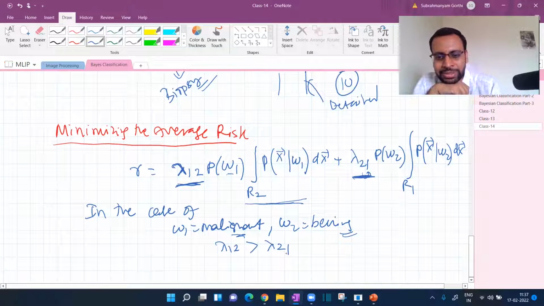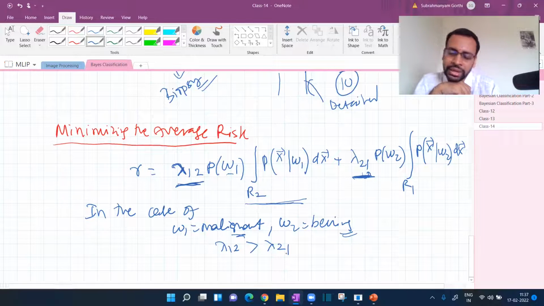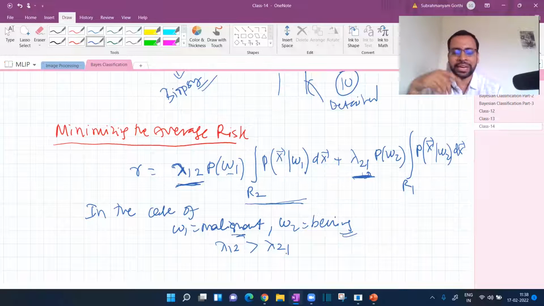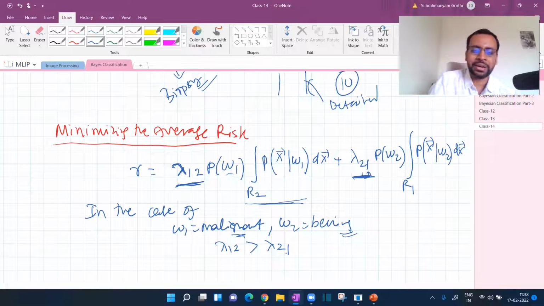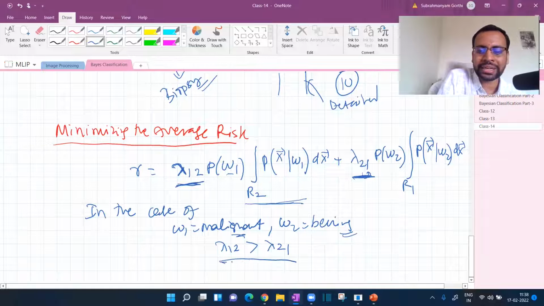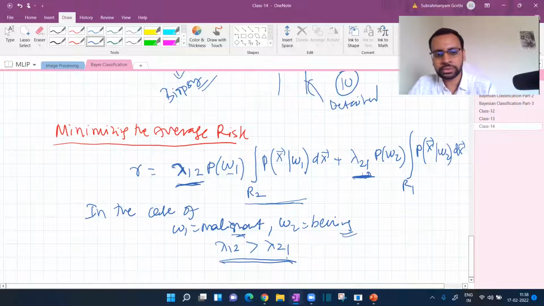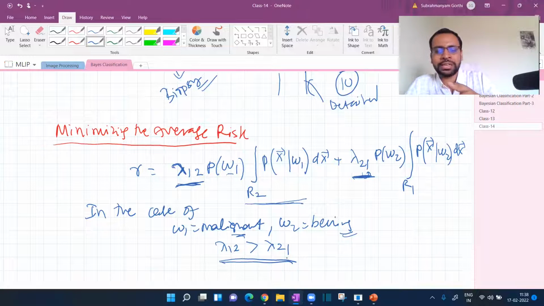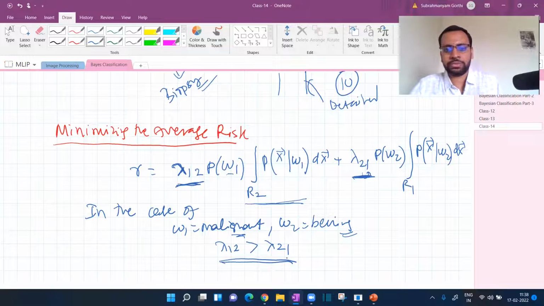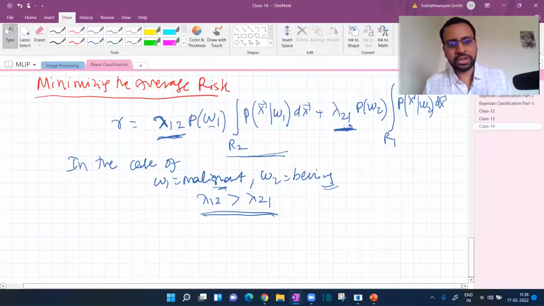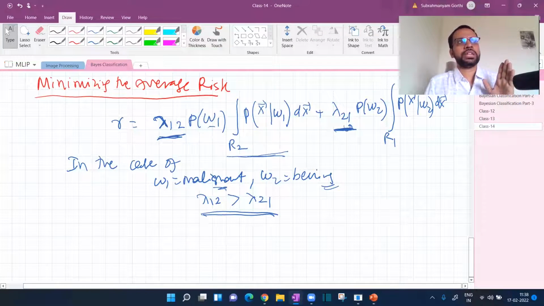Are you all okay, guys? Penalize more, but that area will be reduced. Correct, the area will be reduced. But this would happen when I choose lambda 1, 2 greater than lambda 2, 1. If omega 1 is a benign tumor and omega 2 is a malignant tumor, then lambda 2, 1 should be greater than lambda 1, 2. See, finally, for a given x bar, think about it in this direction.